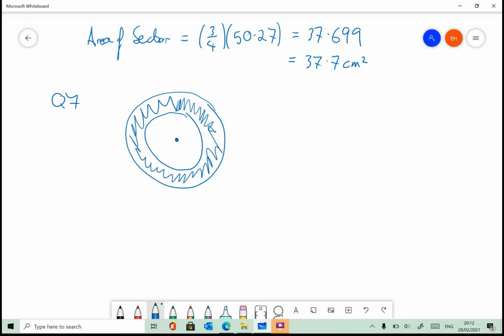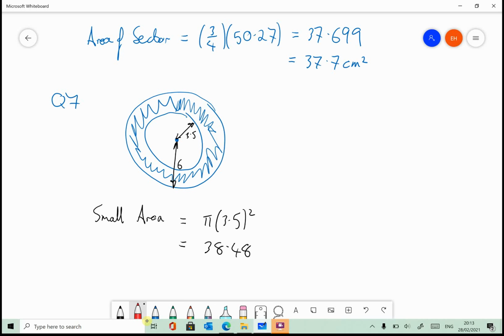We're asked to find this blue area, and we are told the two different radii. This one here is 6, and the inner one is 3.5. I'm going to work out the small area first, which is the white space in the middle. The small area is equal to pi by 3.5 squared, which gives 38.48.